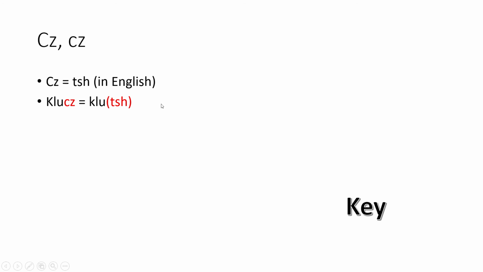So it's gonna be a couple of them, don't worry, they are fun. Whenever you see C and the Z after it, you pronounce it ch, okay? Like in English, ch. T and ch. So example here, klucz. So this is ch, okay? Klucz. Key.